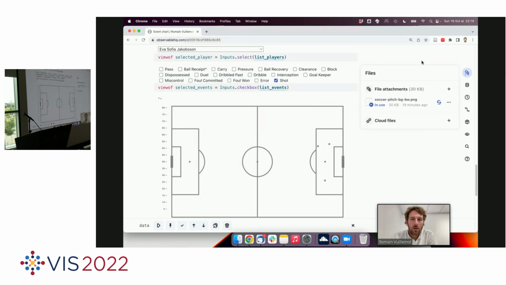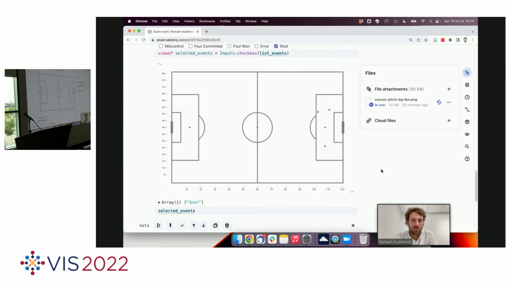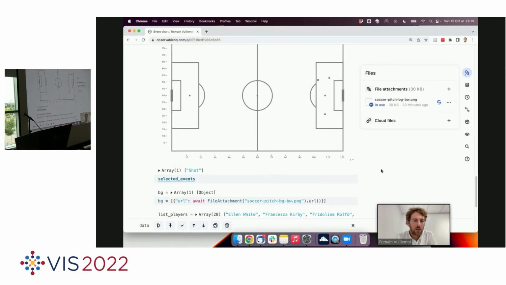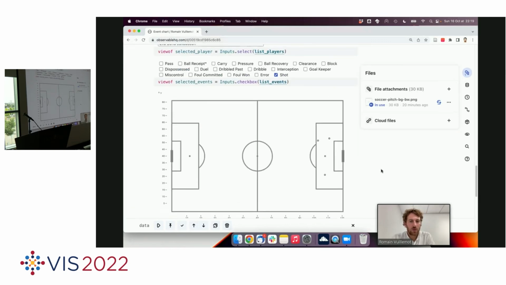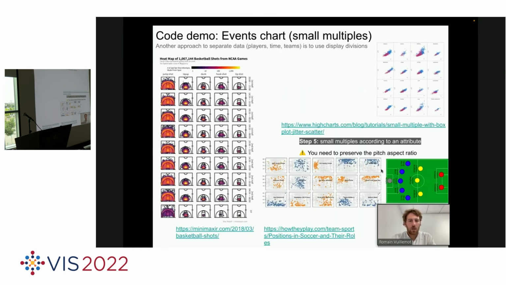Okay, so what we've done, we have these event maps, we have those filters, but still we probably need lots of interaction to really grasp the dataset distributions. So this is why in the second part of this workshop, we're going to get to small multiples.